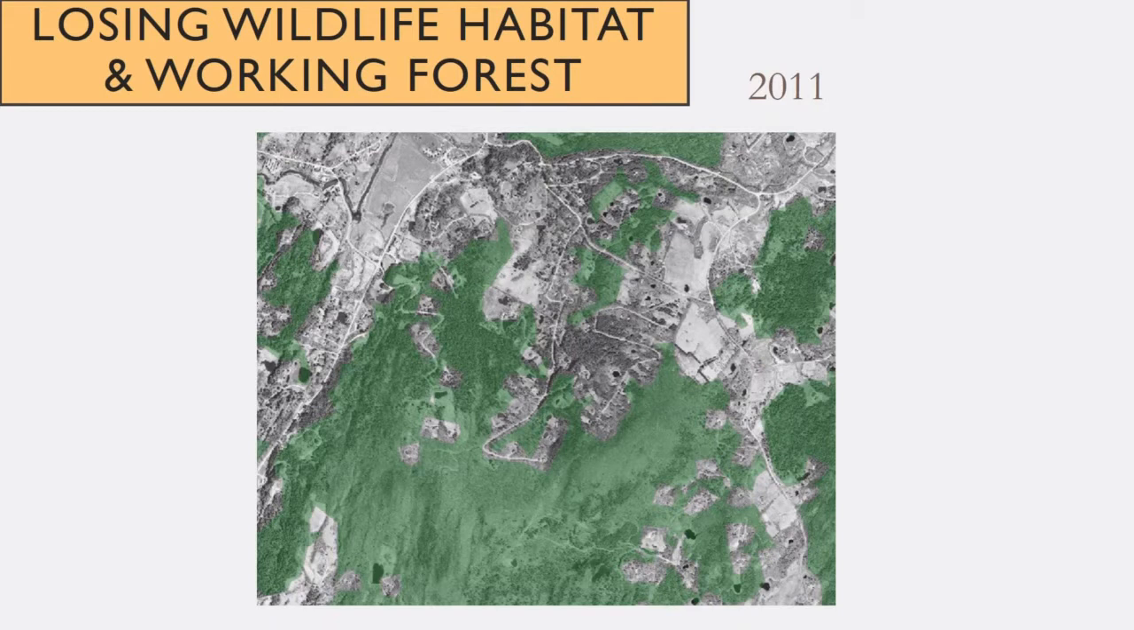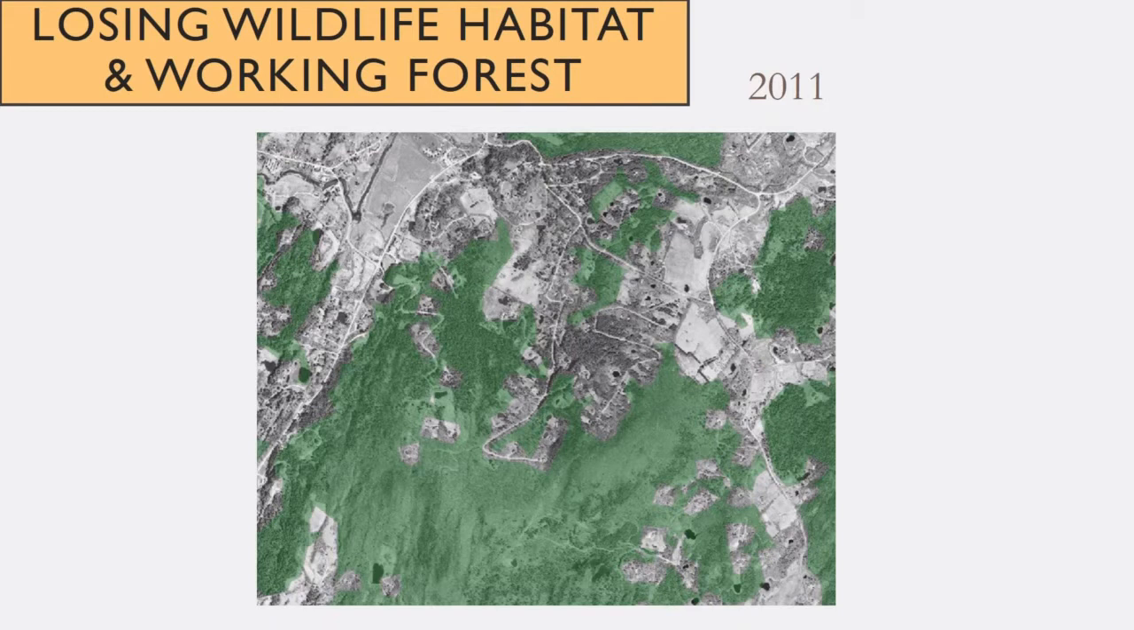Now, you can see that there are trees on the screen that are not colored in green. That's because when those very small blocks of forest are totally surrounded by roads and development, they're not really useful either as wildlife habitat or as working forests anymore. So they've been taken out. But you can also see this pattern where an animal walking from the western side of the screen into that big block and then up to the north would have a much harder time.